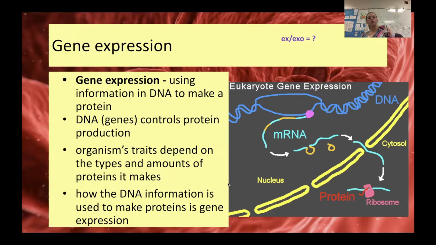So the organism's traits are going to depend on the types and the amounts of protein that it makes. For example, your hair is a certain color based on the type of protein you make. It's wavy or curly based on a different kind of protein that you would make and put in your hair. So how this DNA information is used to make proteins is called gene expression.